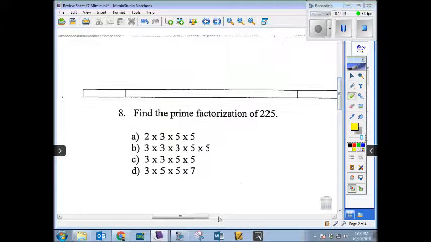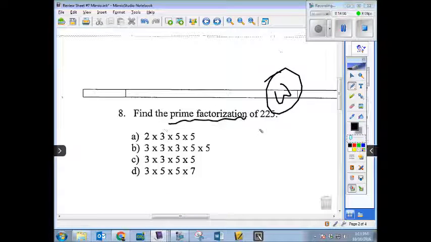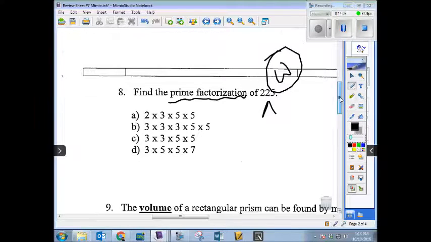This question right here, prime factorization. Obviously, you have to have work. Whenever I ask you for that, you have to show your trees. If you don't show that work, it will be incorrect.